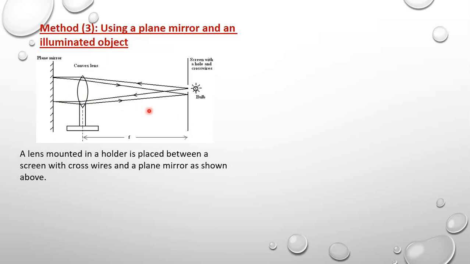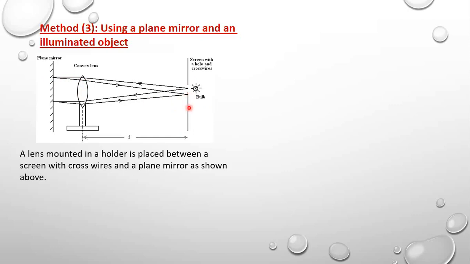a sharp image of the cross wire is focused on the screen. So we're going to move this convex lens until a sharp image of the cross wire is focused on the screen. Remember, light will be moving from this point. It will go to the convex lens, and then it will move onto the screen and then come back along the same path, and then it will form a final, sharp image on the screen.